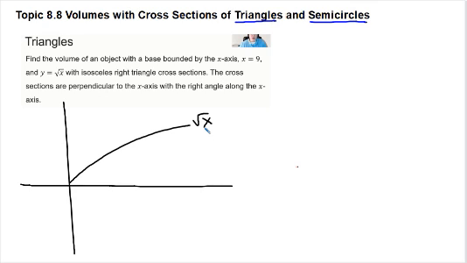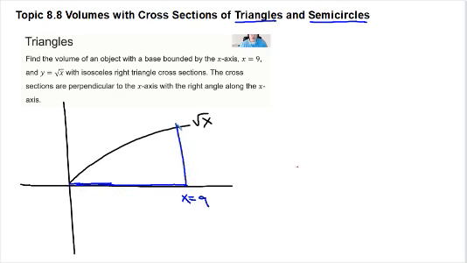I do think pictures are very important when you're doing these problems, just to make sure what our parameters are and make sure that we've got things in the right place. And so we're also bounded by the x-axis. We've got a boundary down here, and we've got a boundary at x equals 9, like this. All right?